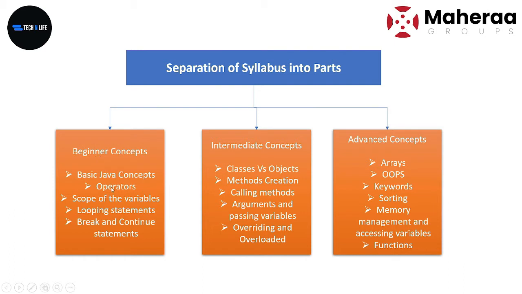So you can expect most of the beginner concepts in at least three sets. And intermediate concepts: classes versus objects, how classes and objects are created, the importance of an object, method creation, calling methods, overriding, overloading, arguments, and how to pass a variable and operate with methods. All these are intermediate concepts. Each set will get at least one question from these five topics.